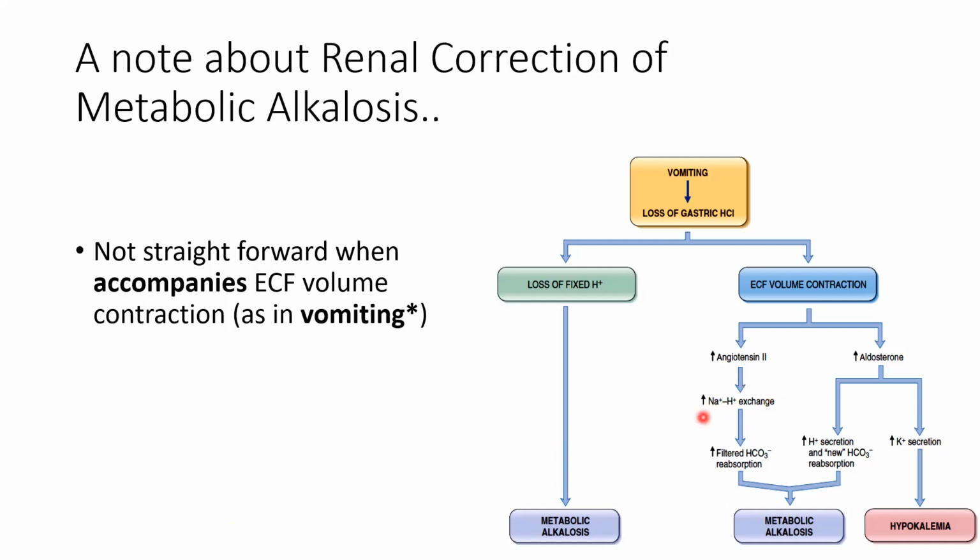When it increases, sodium is reabsorbed, hydrogen is secreted, and bicarbonate is reabsorbed, resulting in increased filtered bicarbonate reabsorption, coupled with, by the way, increased hydrogen secretion. So you're getting rid of hydrogen, and you are adding more bicarbonate. Obviously, you're creating metabolic alkalosis.